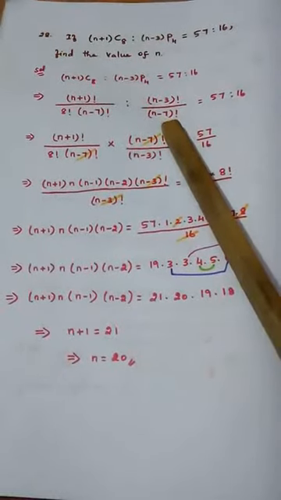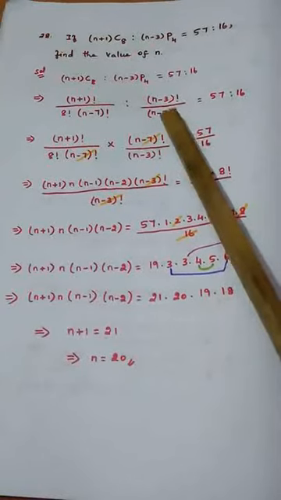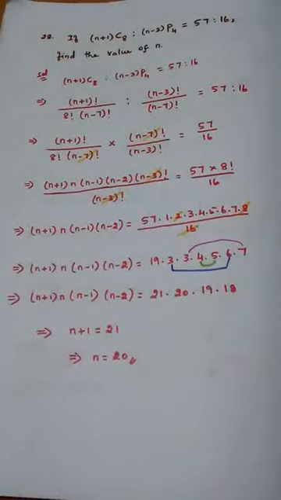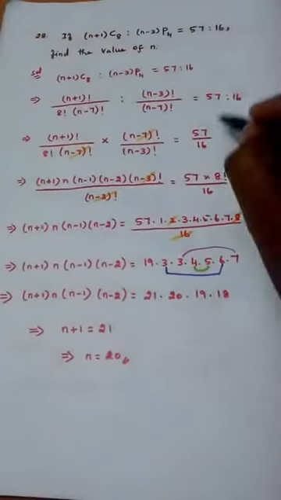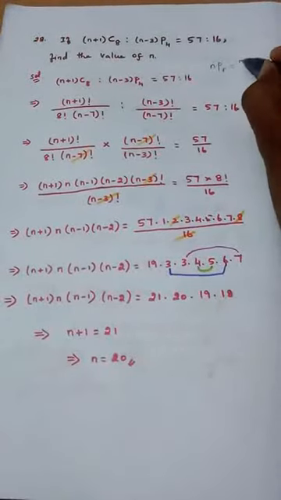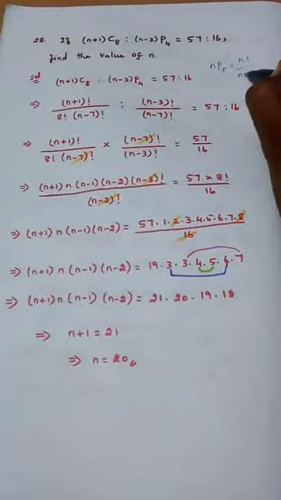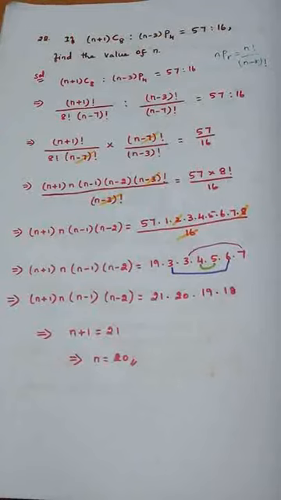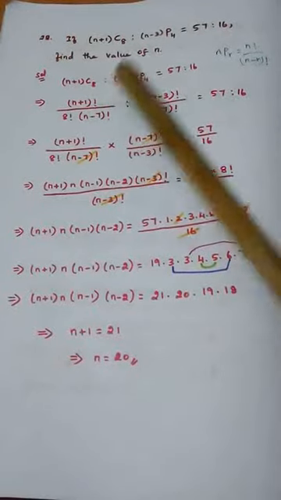Everything is based on the properties and formulas, nothing else. You should know the permutation formula here. What is the nPr formula? If you want, I'll write it here in the rough column. nPr, what is the formula? n factorial by (n minus r) factorial. That's all. So here it is (n+1)P4.